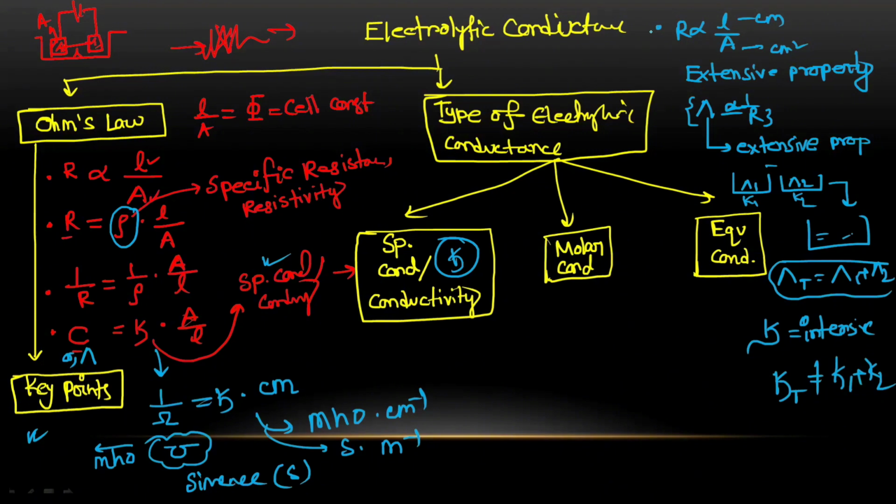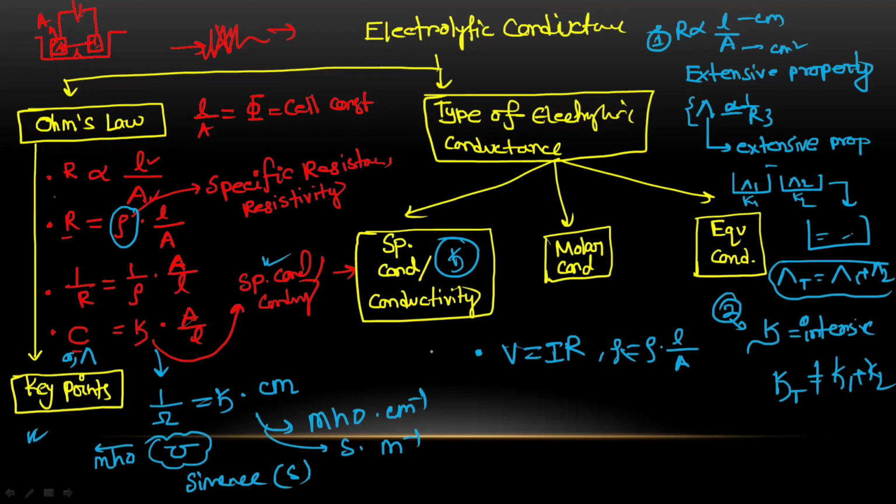So the first key point is R or lambda, both are extensive properties, so we can add them, but kappa is an intensive property. Okay, now the third key point: V equal to IR. We all know it is basically simple Ohm's law, right? And we have learned R equal to rho into L upon A. This is basically Ohm's law for this electrolytic system.